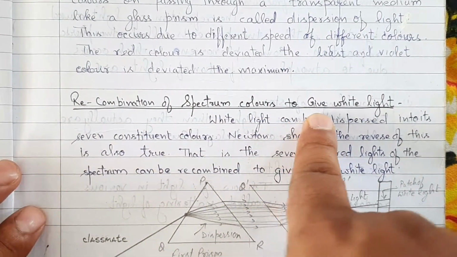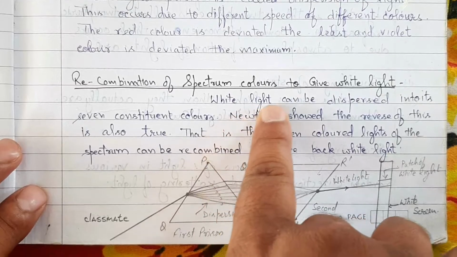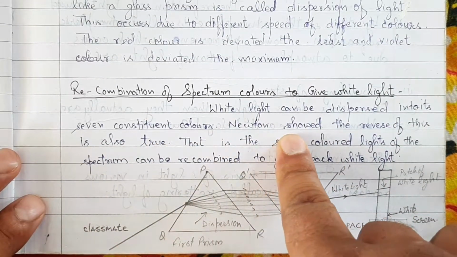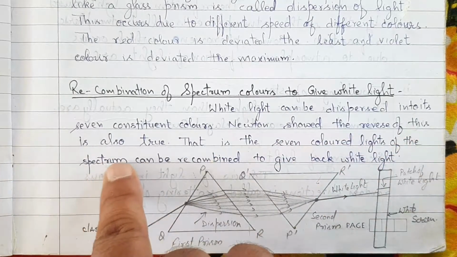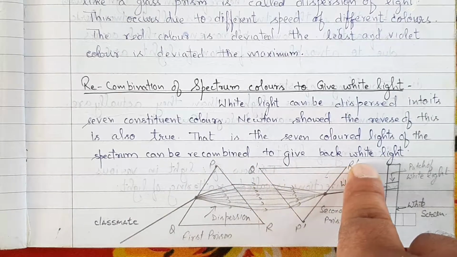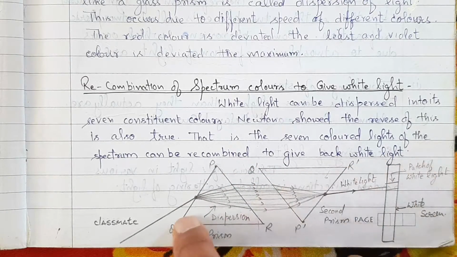Recombination of spectrum colors to give white light. White light can be dispersed into its 7 constituent colors. Newton showed the reverse is also true. That is, the 7 colors of the spectrum can be recombined to give back white light, as shown in the figure.